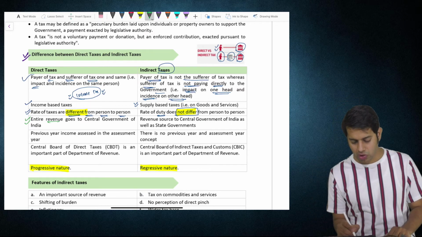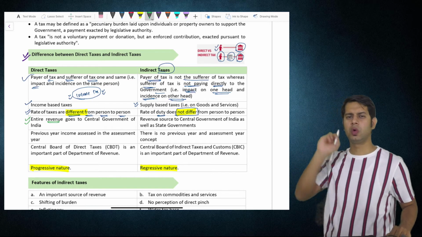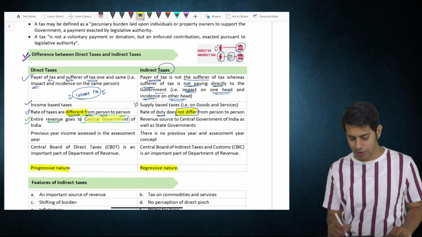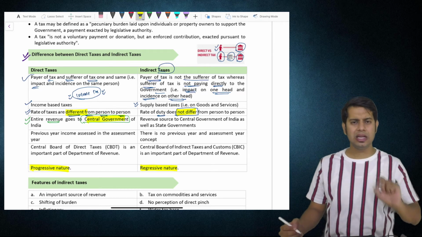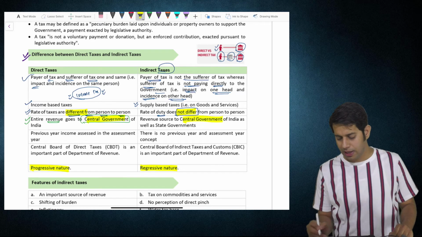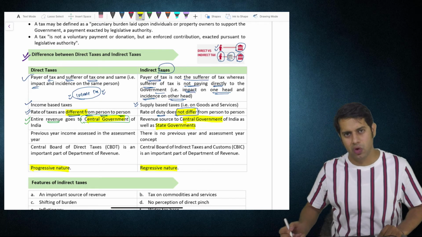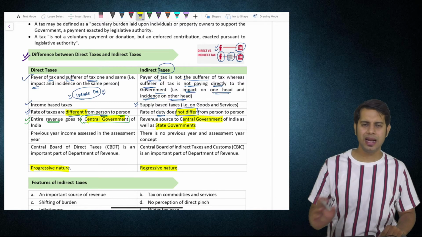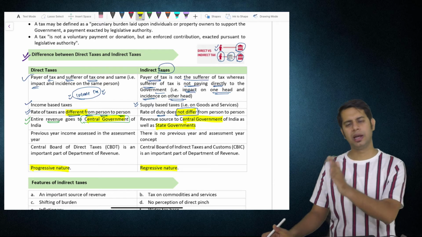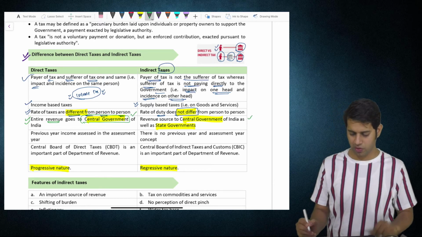The direct tax which you are paying, the income tax, the entire revenue of income tax goes to the central government. Whereas the indirect tax which you pay, the revenue will be divided between the central government and the state government. Whatever indirect tax is paid by you, the revenue will be divided between both the central government and the state government.